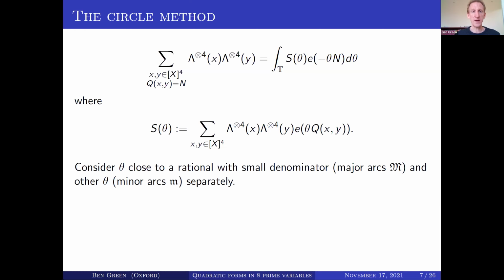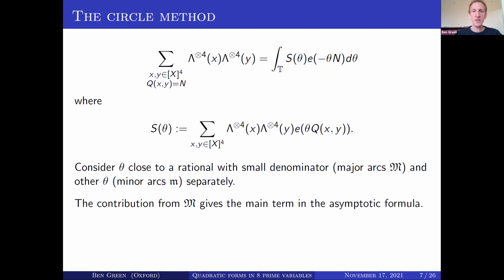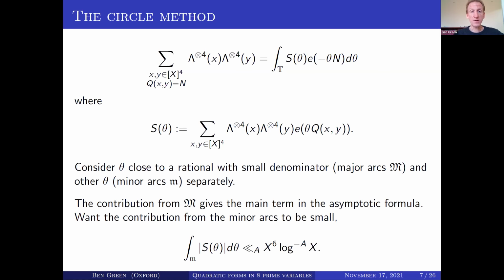The second step of the circle method is usually to divide the set of thetas that we're looking at into 2 sets, those that are close to a rational with small denominator, and those are called the major arcs, capital M, and all of the others, which are called the minor arcs. And usually what happens is that the major arcs give the main term in any asymptotic formula that we're going to be getting. And the minor arcs give a smaller contribution. So they contribute just to an error term.